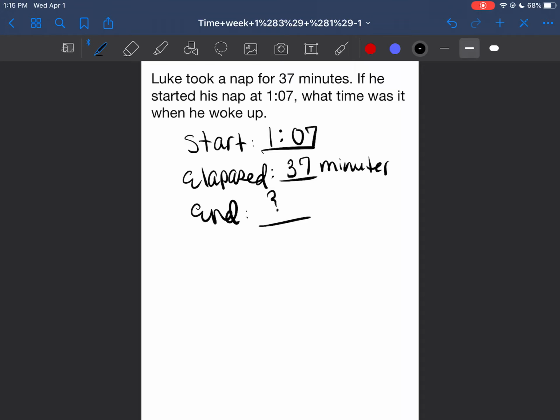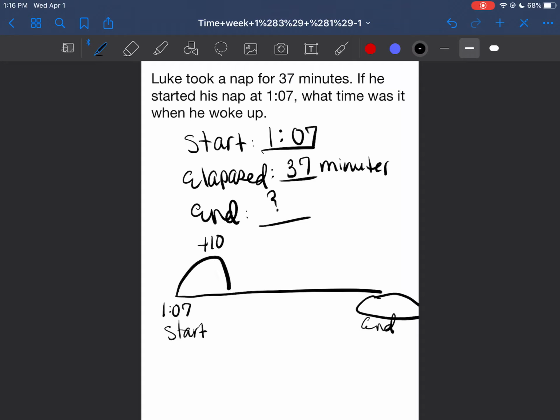We're going to use the number line strategy to help us solve. Start is on the left. End time is on the right. My start is 1:07. My end is unknown. How many minutes am I going to jump on my number line? 37. So I'm going to jump 37 minutes.